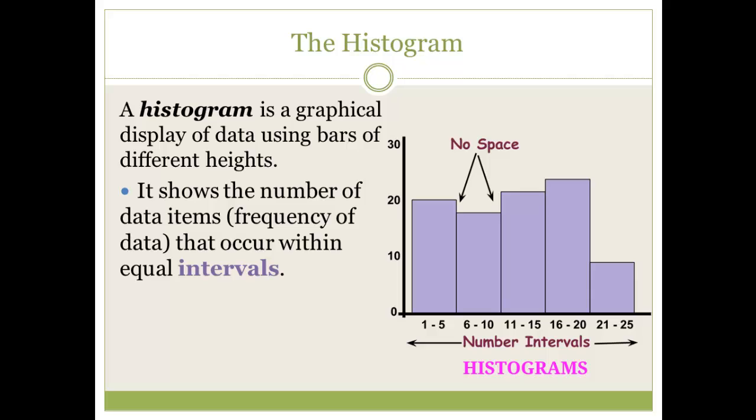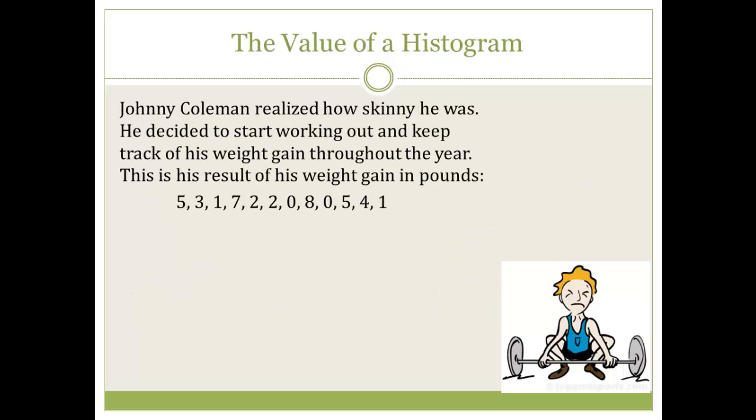For example, the bar that is furthest to the left tells us that there are about 20 pieces of data in the 1 to 5 category. Also notice that histograms have no spaces between the bars. The value of a histogram can be seen when we use a real-world example.